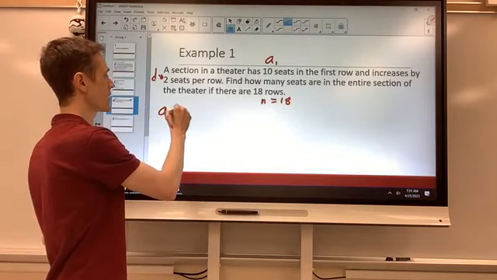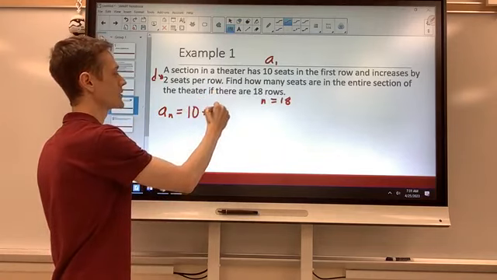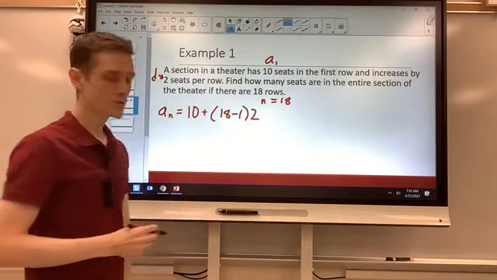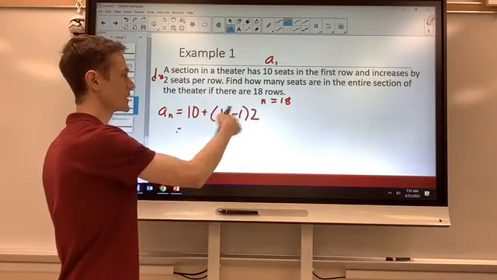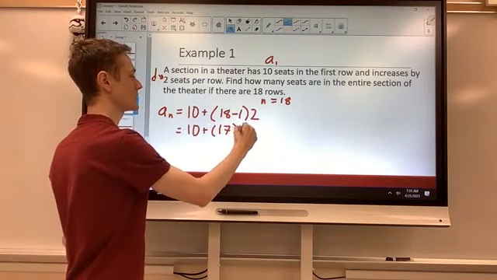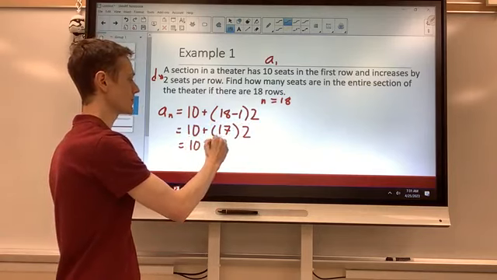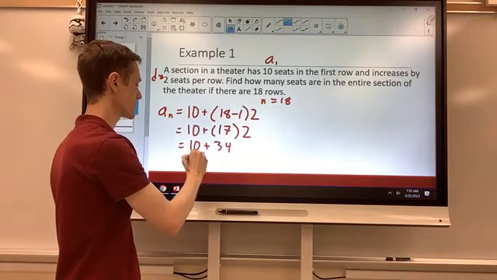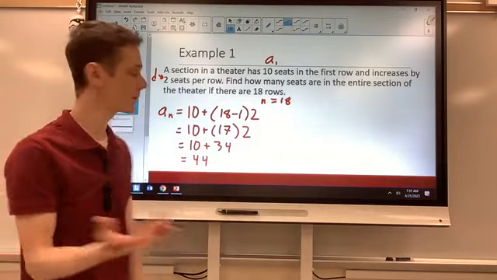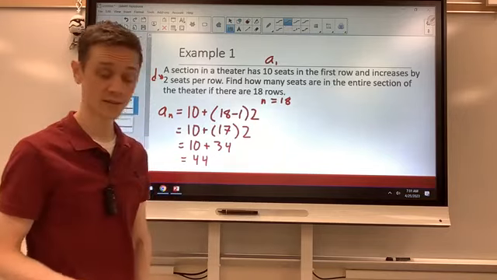In this case, A sub n is going to equal my initial number, 10, plus n minus 1 times the difference. If I simplify this, remember we need to do the operation inside the parentheses first. So this would be 10 plus 17 times 2. And then we need to multiply before we add. So this would be 10 plus 34, which means we have 44 seats in that 18th row. That could have been the word problem by itself, in which case we would be done. But this one didn't just ask us for the number of seats in that row, they asked us for the seats in the entire section.